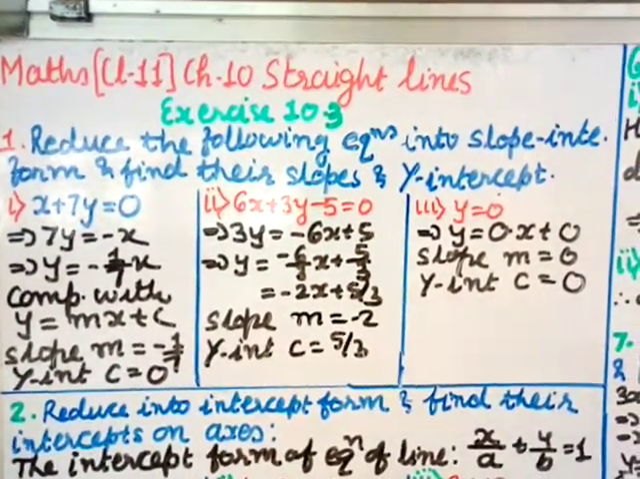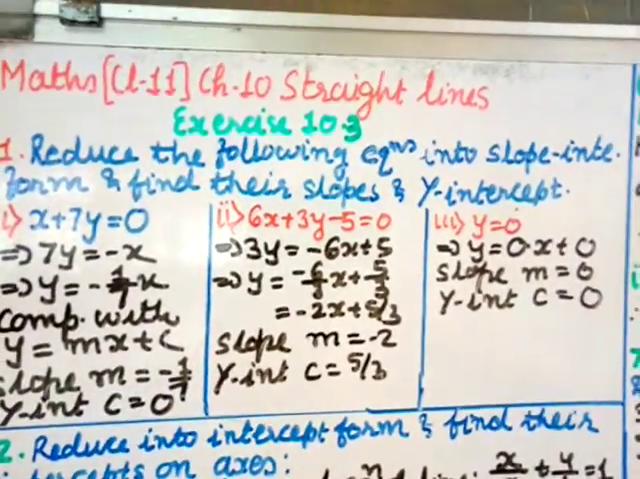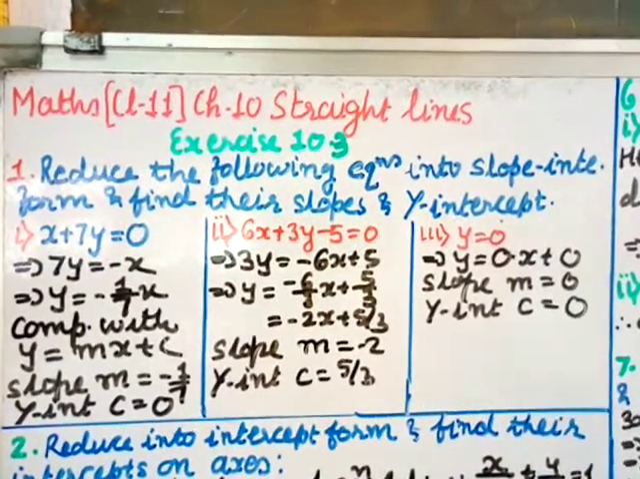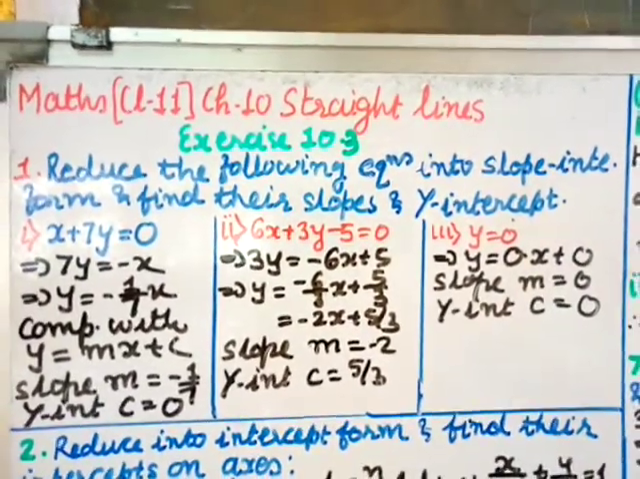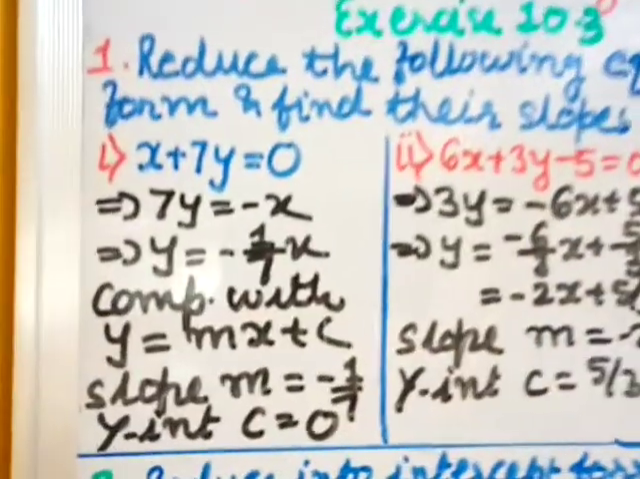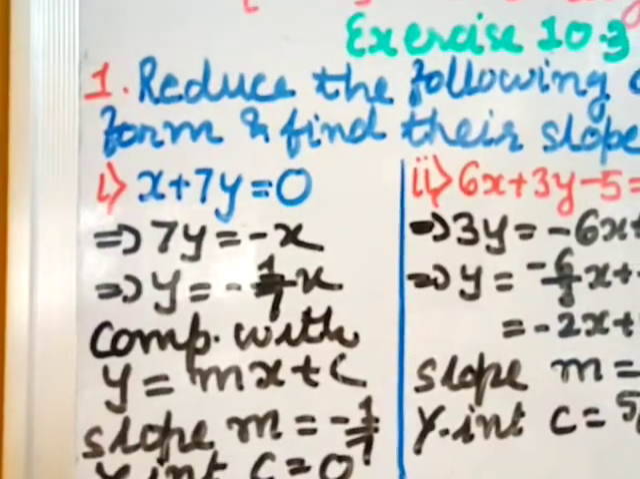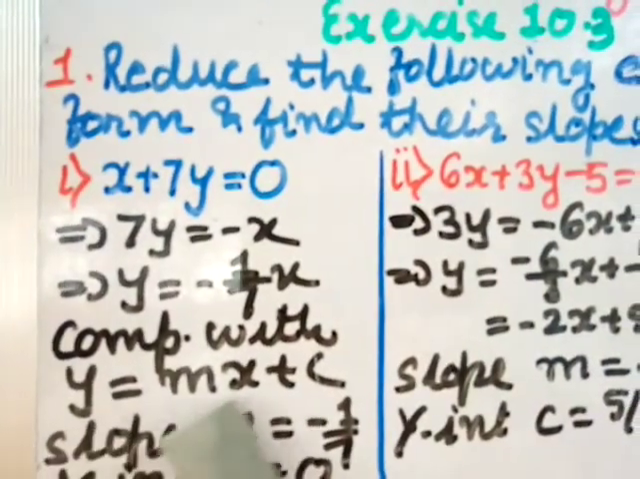Now slope-intercept form of line is given as y is equal to mx plus c. So the given line we will convert into y is equal to mx plus c, where m is the slope and c is the y-intercept. Okay, so let us reduce the given question. Roman number 1, x plus 7y equal to 0. Now you have to convert into y is equal to mx plus c.